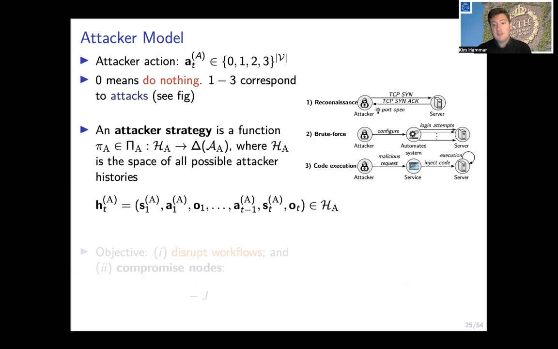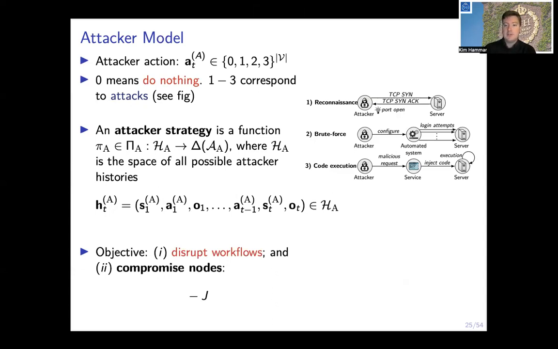Just like the defender, we define an attacker strategy to be a mapping from histories to actions. And we model the objective of the attacker to be diametrically opposed to the defender, so that the attacker not only wants to compromise nodes, it also wants to disrupt workflows and deny service to clients.